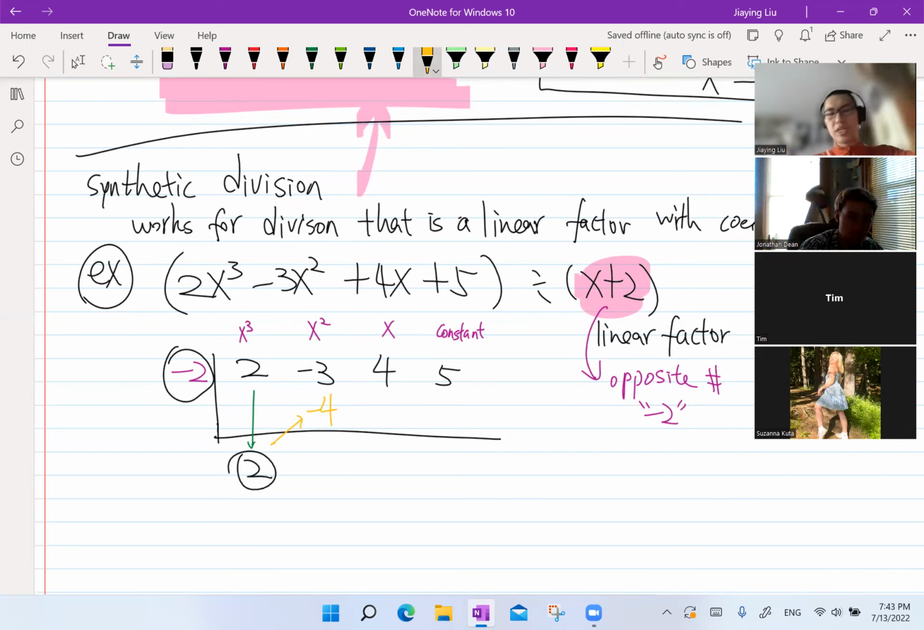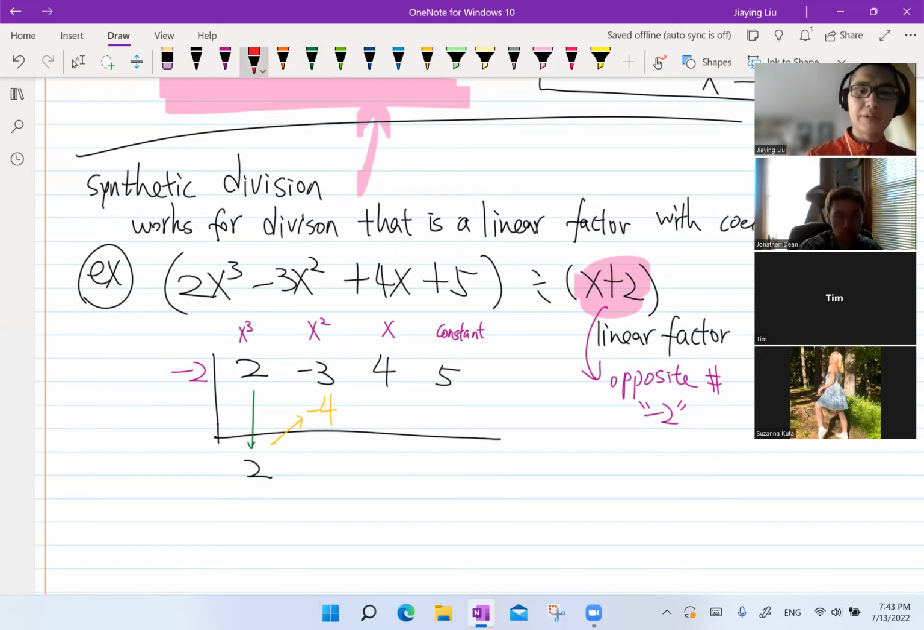So the first thing, we bring down the first number, 2, and then we take that number and multiply by the number on the left, the -2, and put it in the next place, below -3. So I'm going to erase those 2 circles. And then what I'm going to do is not subtracting. So here we have to add.